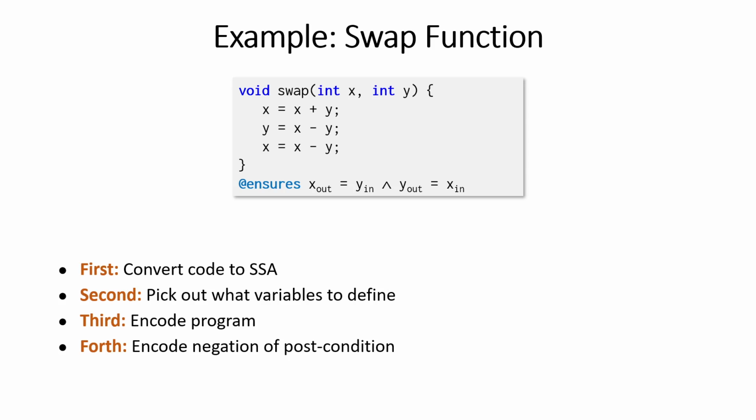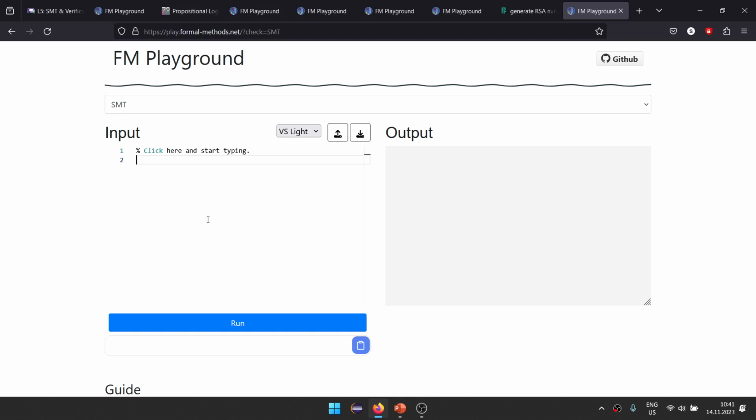Okay, so what do we need to encode this? We need some variables, right? What variables do we have? X and Y.